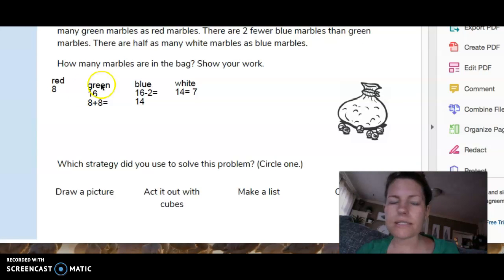So I'm going to close this out really quick, and I'm going to highlight our numbers here so that you can see we've got 8 red marbles. We've got 16 greens. We've got 14 blues, and we have 7 whites.